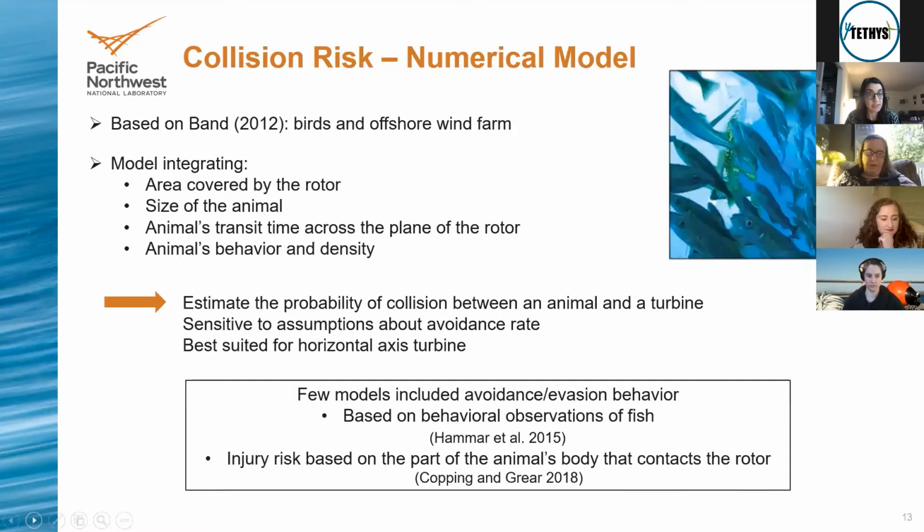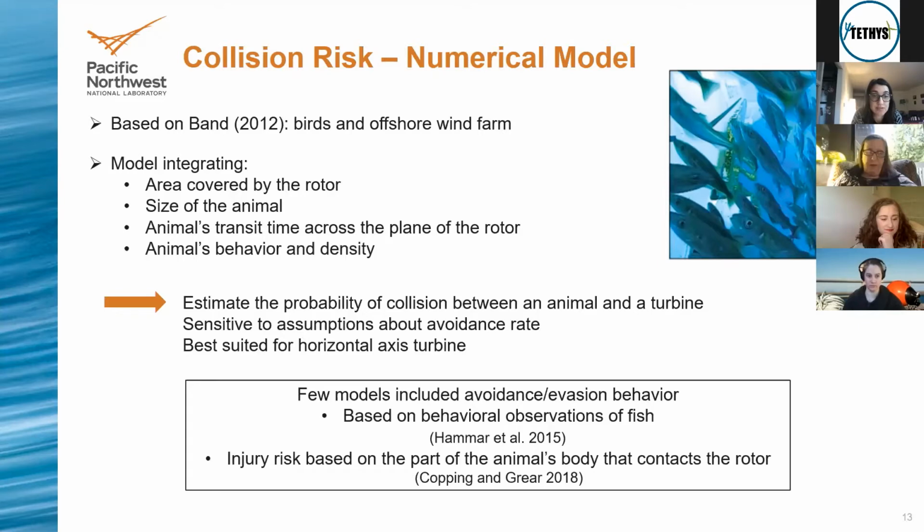Next. So the next model I wanted to mention here is called actually collision risk model. And there are two types of collision risk model. The first one is a numerical model, which is based on Bain study and was developed for birds and offshore wind farm. This model integrates the area covered by the rotor, the size of the animal's transit time across the plane of the rotor, and the animal's behavior and density. This type of model is used to estimate the probability of collision between an animal and a turbine.